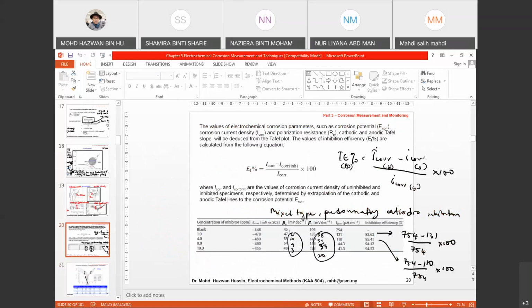Right. So this kind of example is mostly asked during exams. I hope that you are able to understand the phenomenon of inhibition, as well as to predict the types of inhibition, whether it will be cathodic, anodic, mixed type with predominant anodic or predominant cathodic.